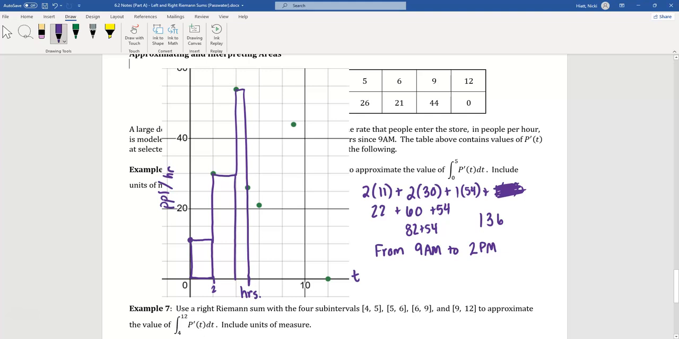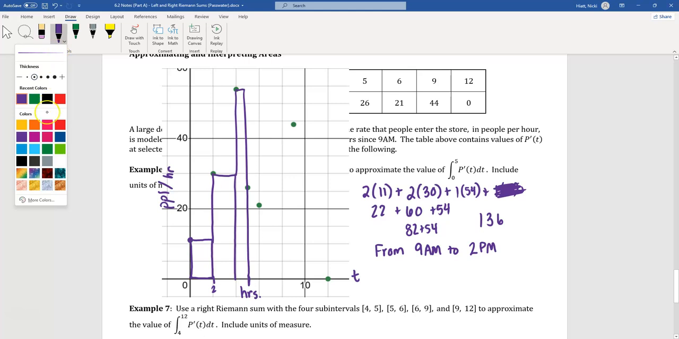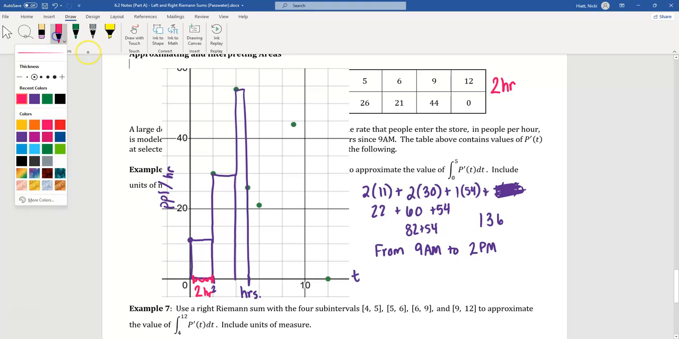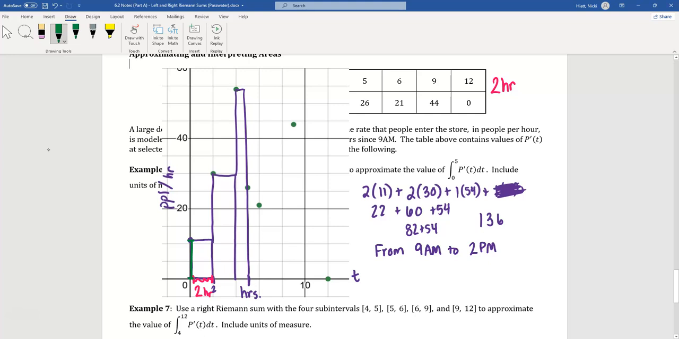This is where your units can really come in handy. Because what we were doing when we did 2 times 11, right? 2 was across this side right here. That's 2, and that horizontal is being measured in hours. So we were doing 2 hours, and then multiplying that by this height right here, which was 11.